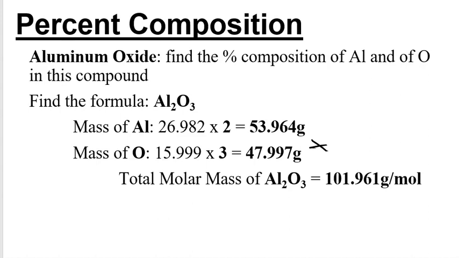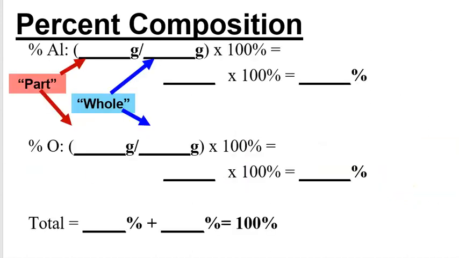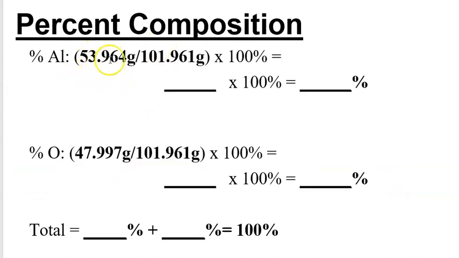This gives me my part, just like before. Remember how we said part and whole? This is my part for aluminum. This is my part that is oxygen. And this is my whole. So it's part divided by whole times 100. There. So I've got my part divided by my whole times 100.